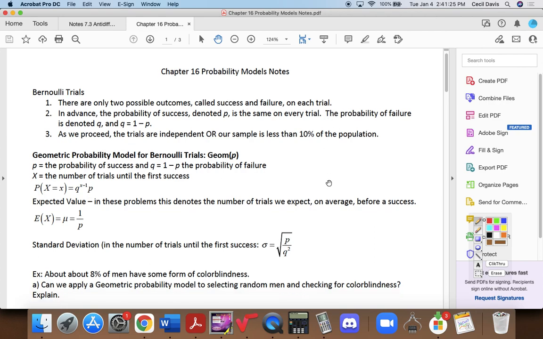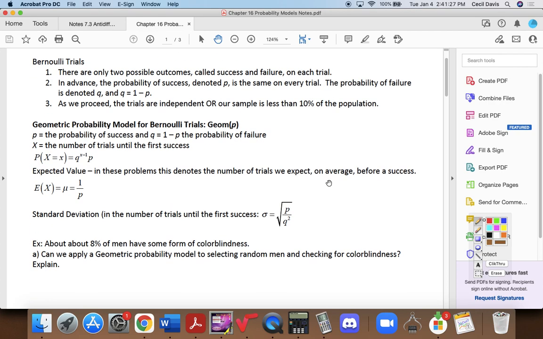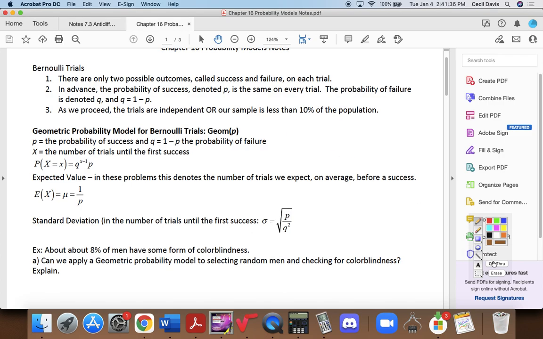So first one is the geometric probability. And I want you to write something on this. Geometric probability, your book called it this, and I really like it. It's called waiting for success.